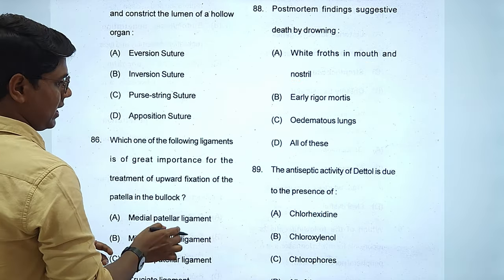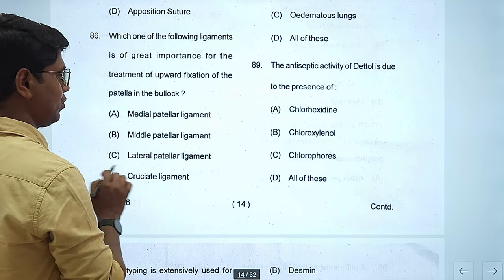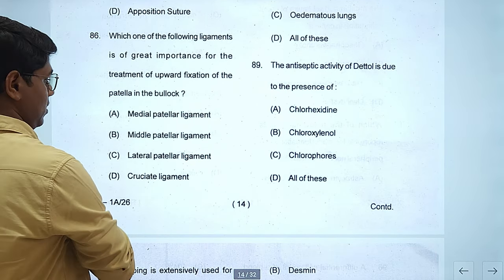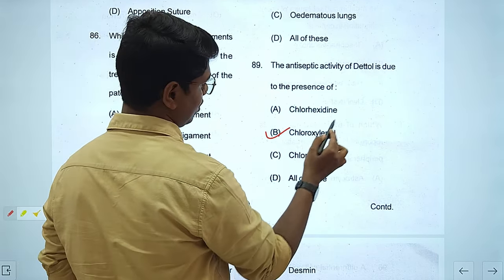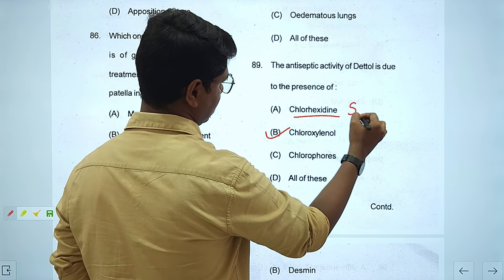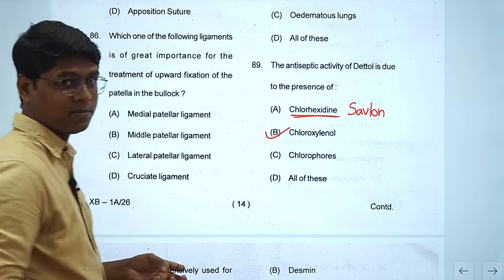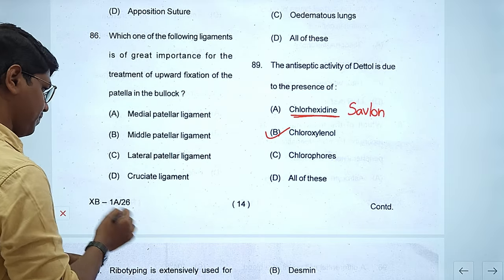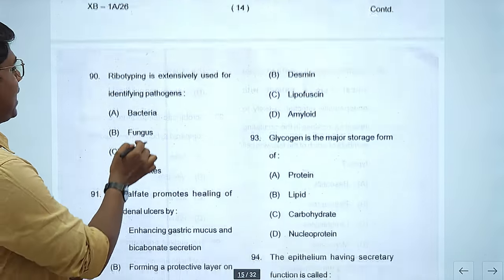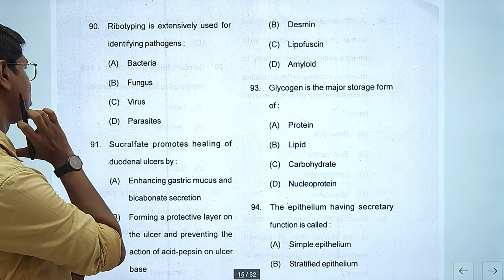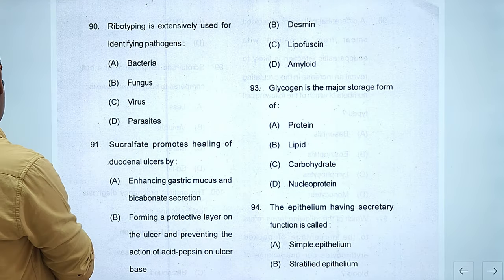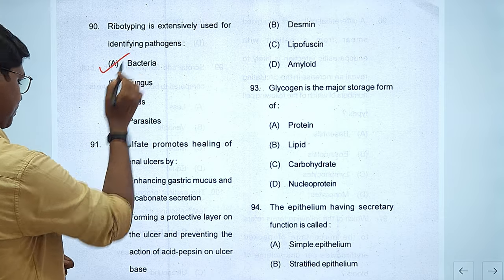Next question, the antiseptic activity of Dettol is due to chloroxylenol. Chlorhexidine, the brand name is Savlon. Along with chlorhexidine, you will find cetrimide in case of Savlon. Ribotyping is extensively used for identifying pathogens, bacteria.